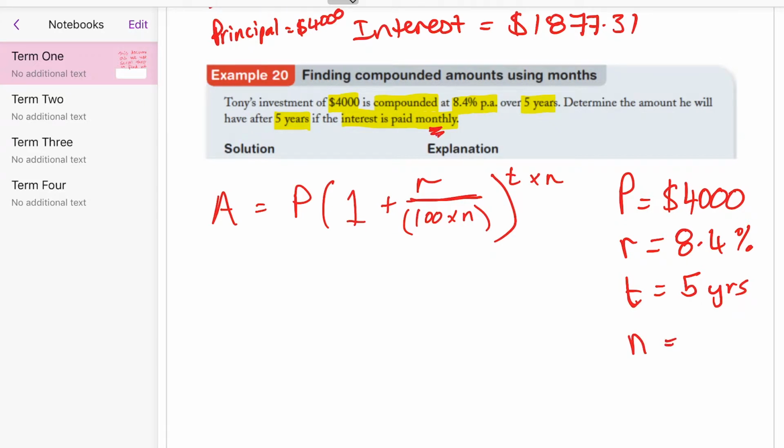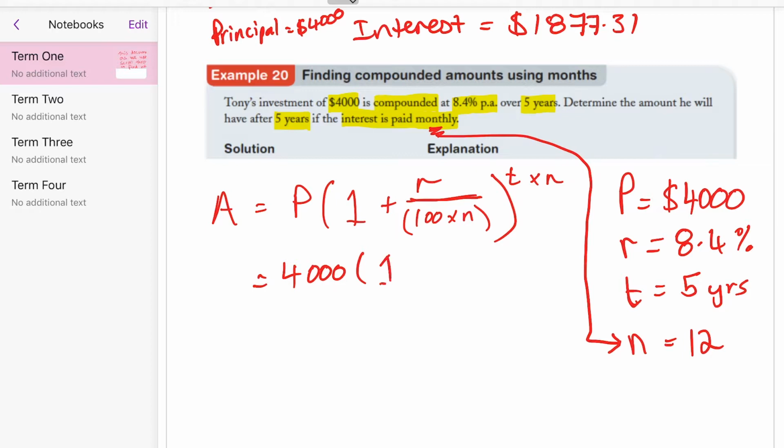And now the little n. This is where the monthly comes into play. It says we want interest paid monthly. So that means how many times would it be compounded in 1 year? It's going to be compounded 12 times because there are 12 months in a year. So let's pop this information in here.